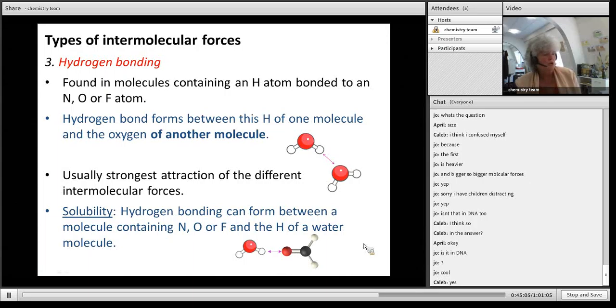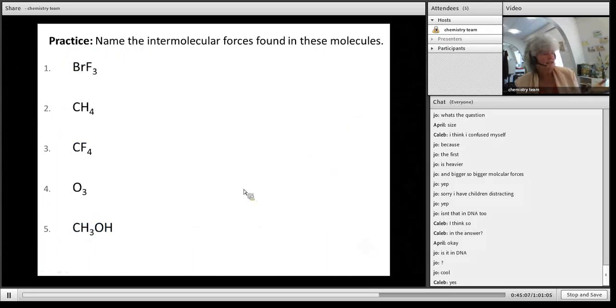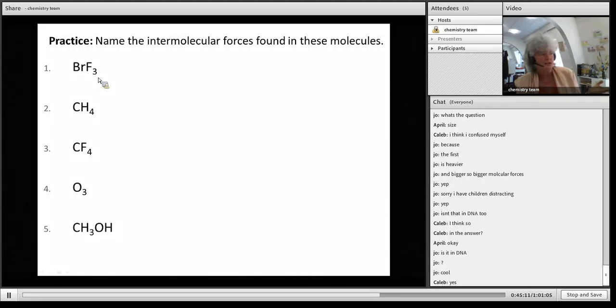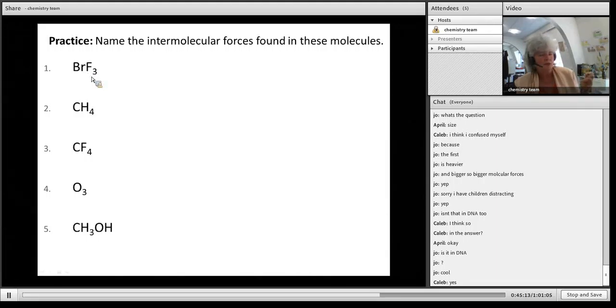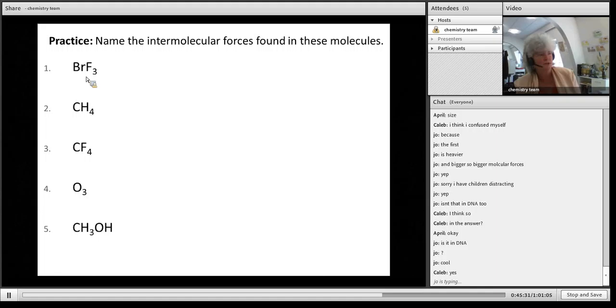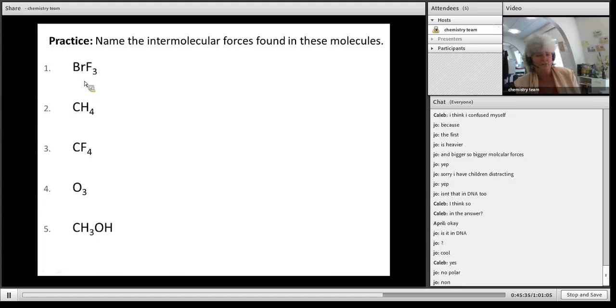Okay, right. So let's have a quick quiz. BrF3. Now you've got to ask yourself, remember how I said you've got to go through this, the Lewis structure, the shape, then you look at the polarity, and then by knowing whether it's non-polar or polar, you can work out the different types of intermolecular forces. So what do you think that BrF3 will be?